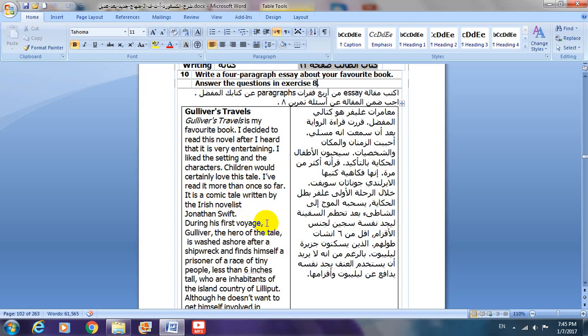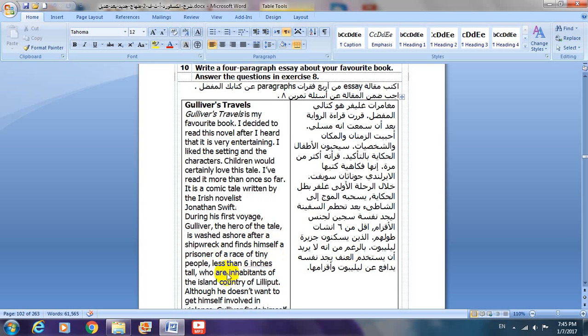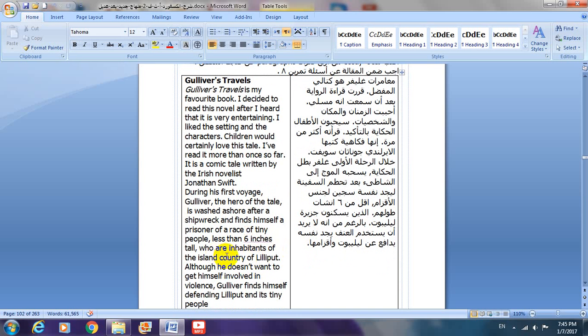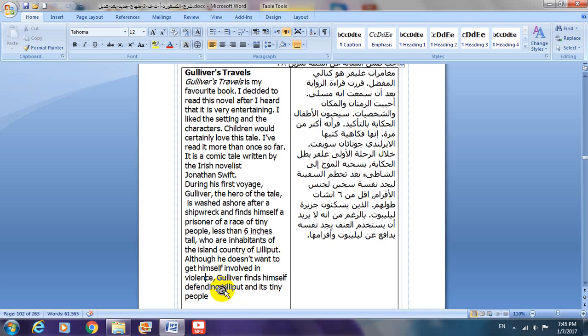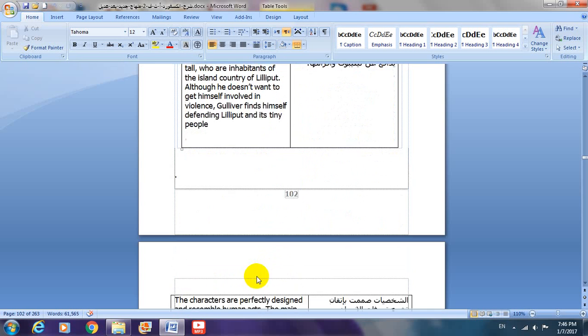During his first voyage, Gulliver, the hero of the tale, is washed ashore after a shipwreck and finds himself a prisoner of a race of tiny people, less than 6 inches tall, who are inhabitants of the island country of Lilliput. Although he doesn't want to get himself involved in violence, Gulliver finds himself defending Lilliput and its tiny people.